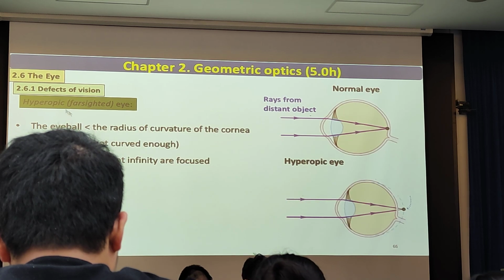Second case is a hyperopic, or we say farsighted eye. So for the normal eyes, the rays from this object focus on the retina.